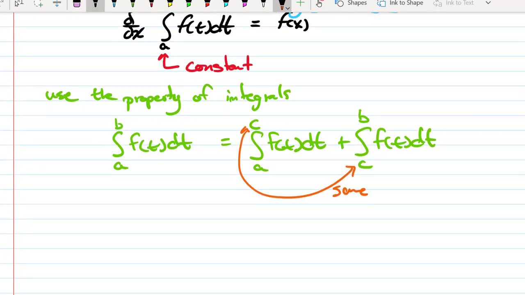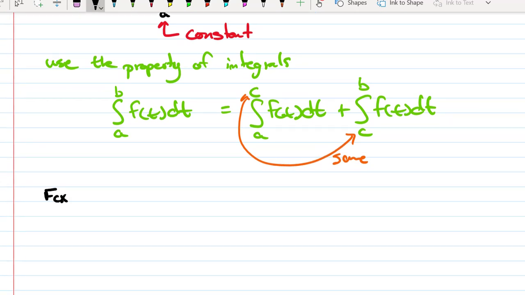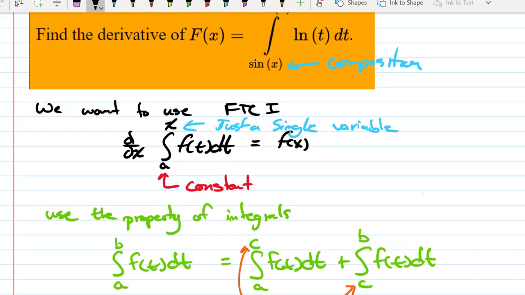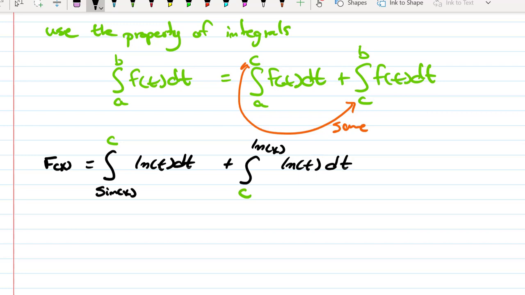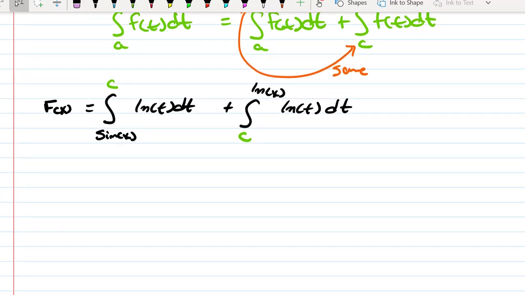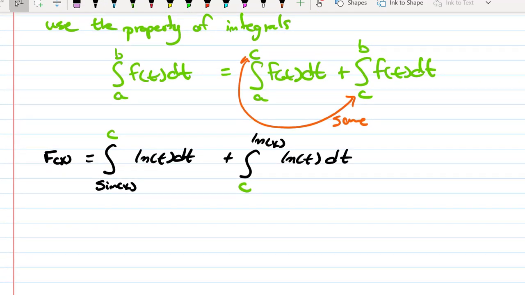So in our case, we could rewrite f of x as the integral from sine x to some constant c of the natural logarithm of t dt plus the integral from that same constant c to the natural logarithm of x of the natural logarithm of t dt. Okay, so now we're getting closer to what we have.